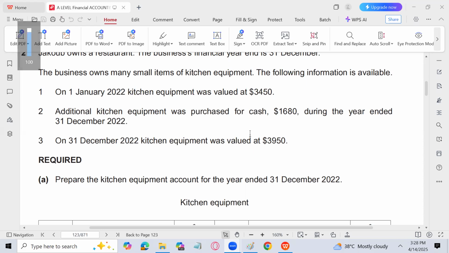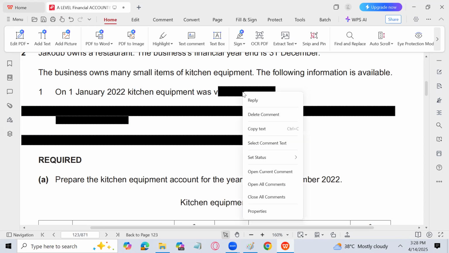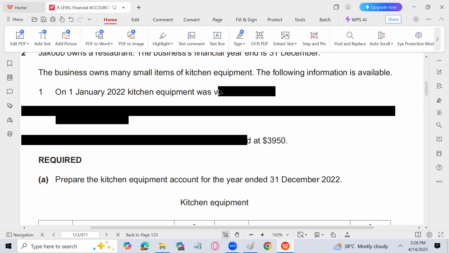So today we are going to solve a question from depreciation, AS accounting, and depreciation is going to be the topic. So let's see how we are going to do that.